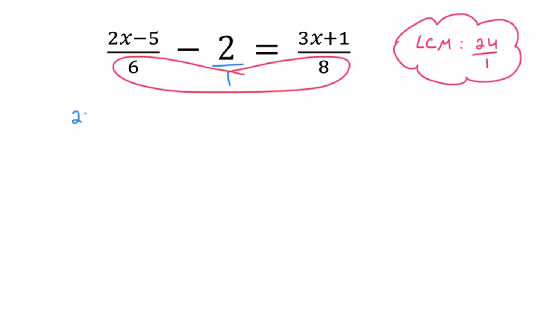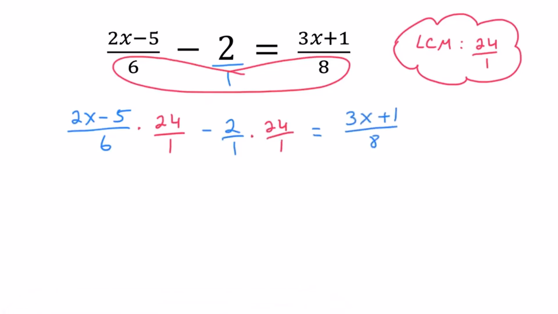We have 2x minus 5 over 6 times 24 over 1, minus 2 over 1 times 24 over 1, is equal to 3x plus 1 over 8 times 24 over 1.